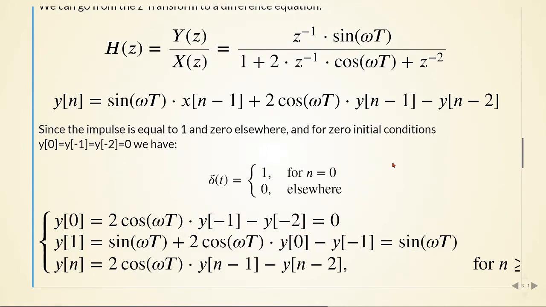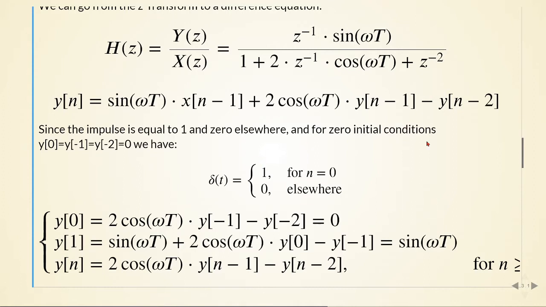So when n is equal to 0 in this equation here, x of minus 1 is 0, so this part disappears, and this is 0, this is 0, so everything is 0, so y of 0 is 0. Now if n is equal to 1, x of 0 is 1, so we have the sine that is here, and also this is 0 and this is 0, so this cosine part disappears, so we end up with y of 1 being the sine.